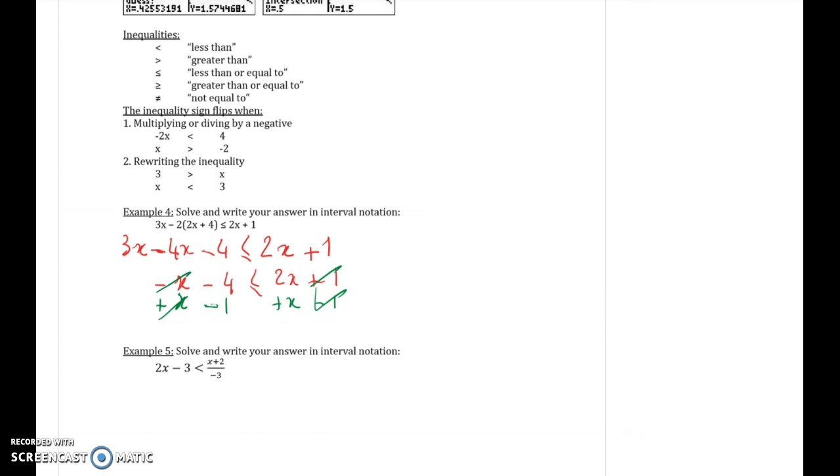Now, we end up with negative 5 less than or equal to 3x. Therefore, we have x greater than or equal to negative 5 over 3. I divide by 3, I don't flip my symbol.